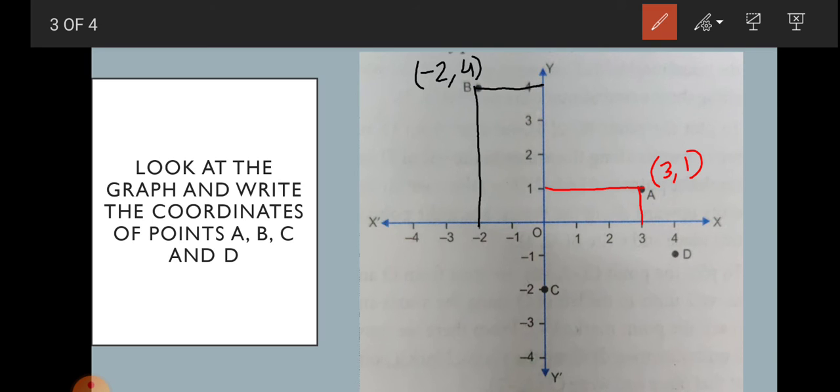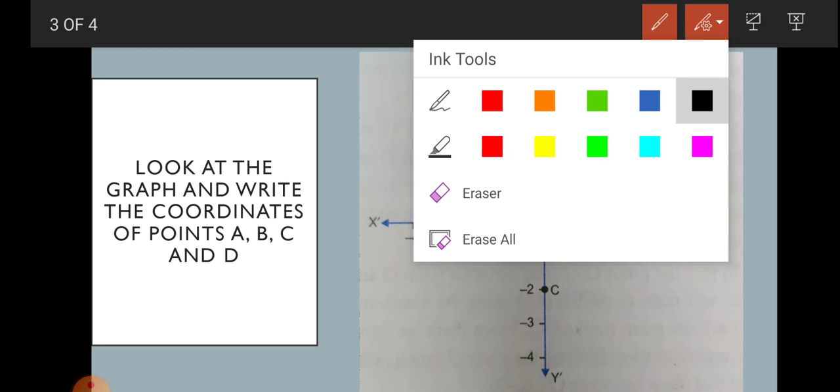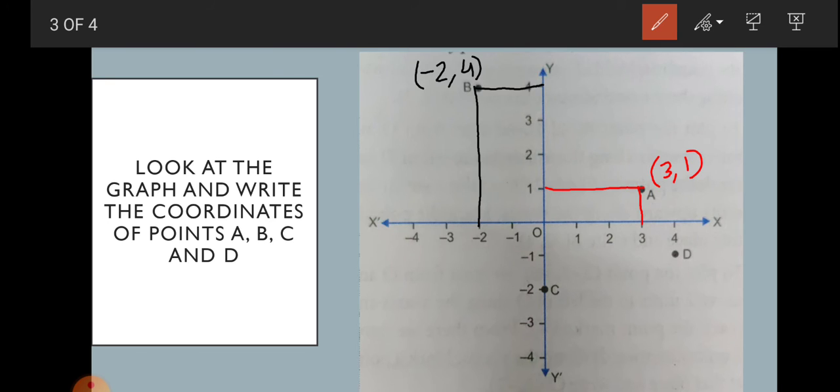Now to find the coordinates of point C, again draw perpendicular from point C to the x-axis and to the y-axis. The x coordinate of point C is 0 and the y coordinate of point C is -2. So the coordinates of point C are (0, -2).